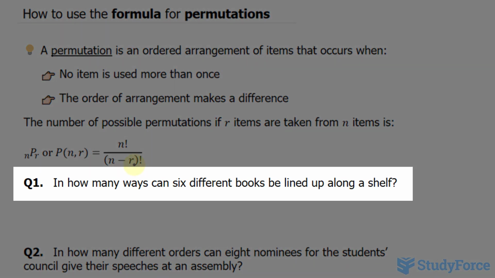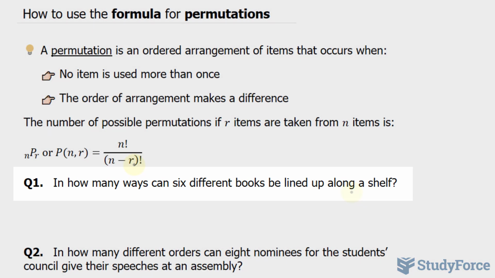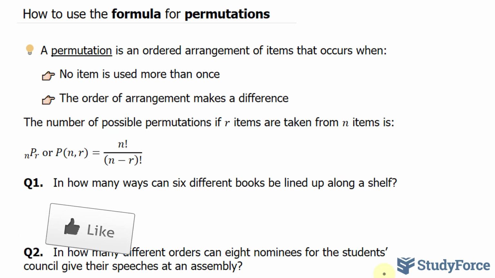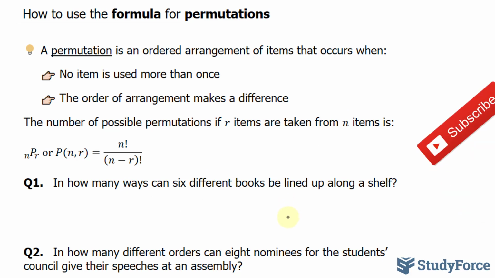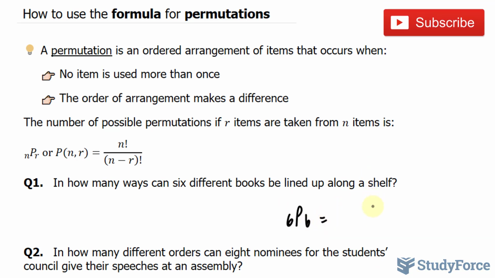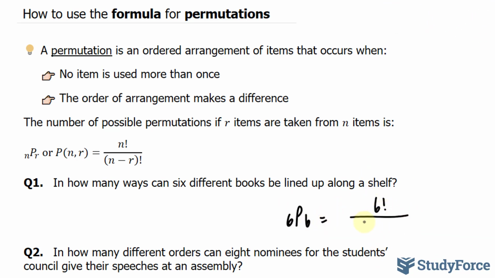In our first question, we're asked, in how many ways can 6 different books be lined up along a shelf? Now, to answer this, because we are using all 6 books in every possible arrangement, r is equal to 6 books from a group of n is equal to 6 books. So we would write down 6 pick 6 is equal to n factorial, which is 6 factorial, over (6 minus 6) factorial. This is 0 factorial, and 0 factorial is equal to 1.